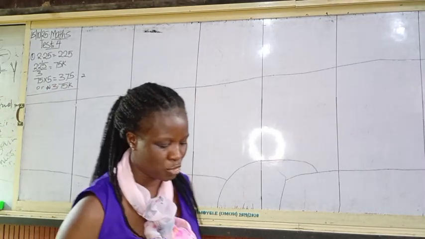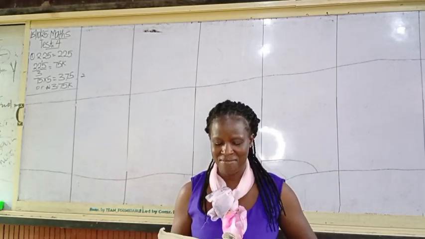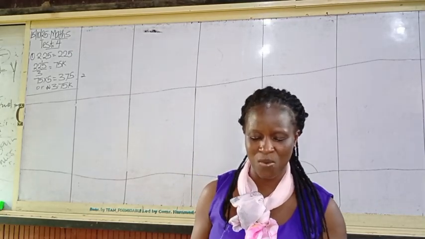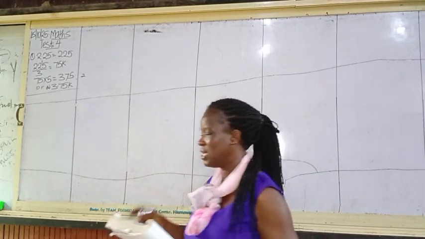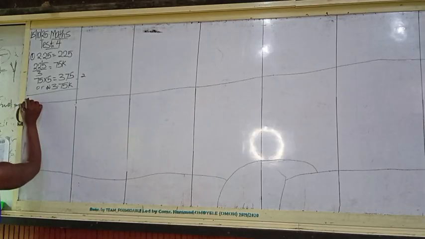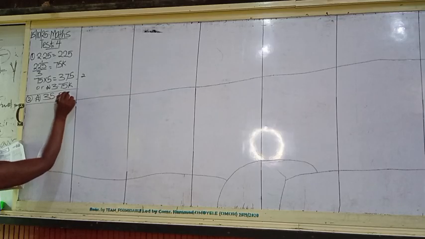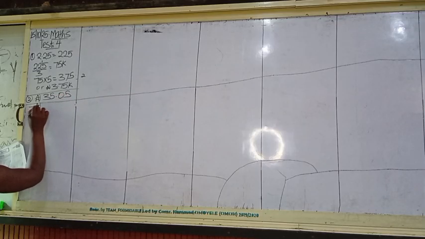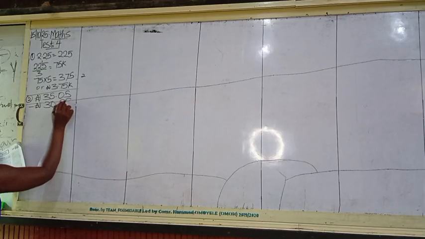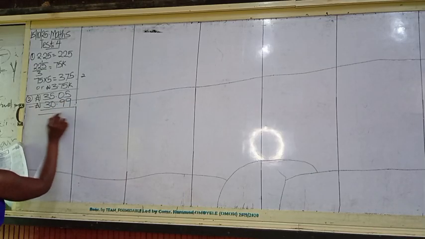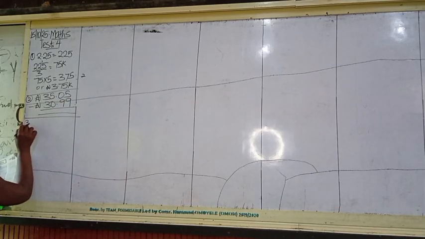So now to number 2. From 35 naira 5 kobo, take away 30 naira 99 kobo. So you are giving me the answer. We have 35.05 minus 30.99. So you do that and let me have the answer in the comment section.